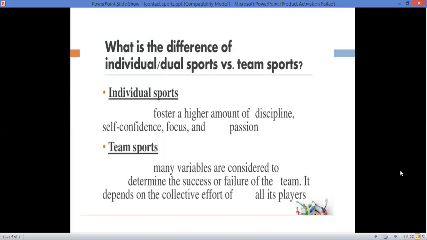Individual sports foster a high amount of discipline, self-confidence, focus, and passion on the sport. It requires a single person who keeps interest only on the sport, and there won't be any discussion with other players. Team sports have many variables considered to determine the success or failure of the team, but not the player.